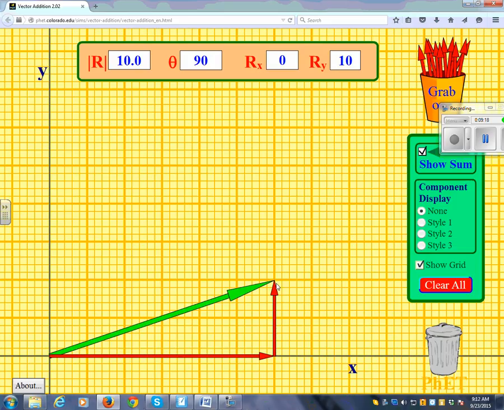Have you ever heard the term as the crow flies? Because apparently crows only fly in straight lines. How would the crow fly? From there to there. They wouldn't walk the blocks. Crows don't walk, they fly. They have feet. I've seen them walk.